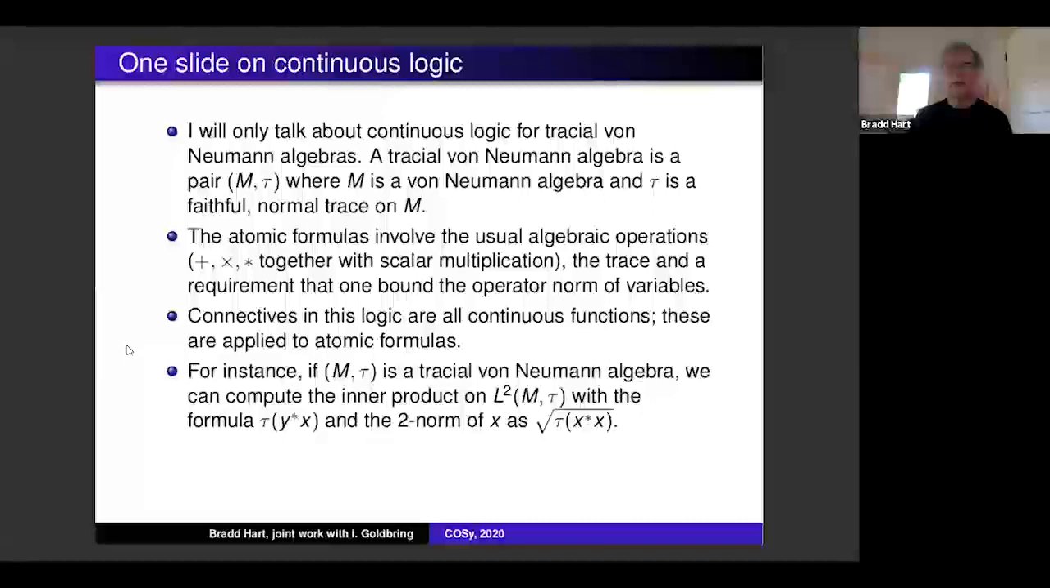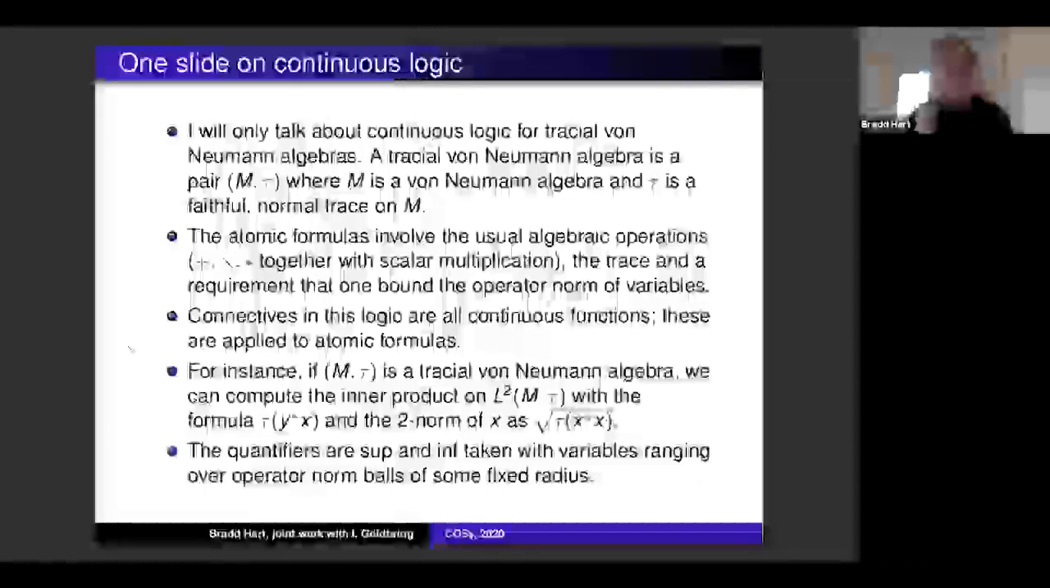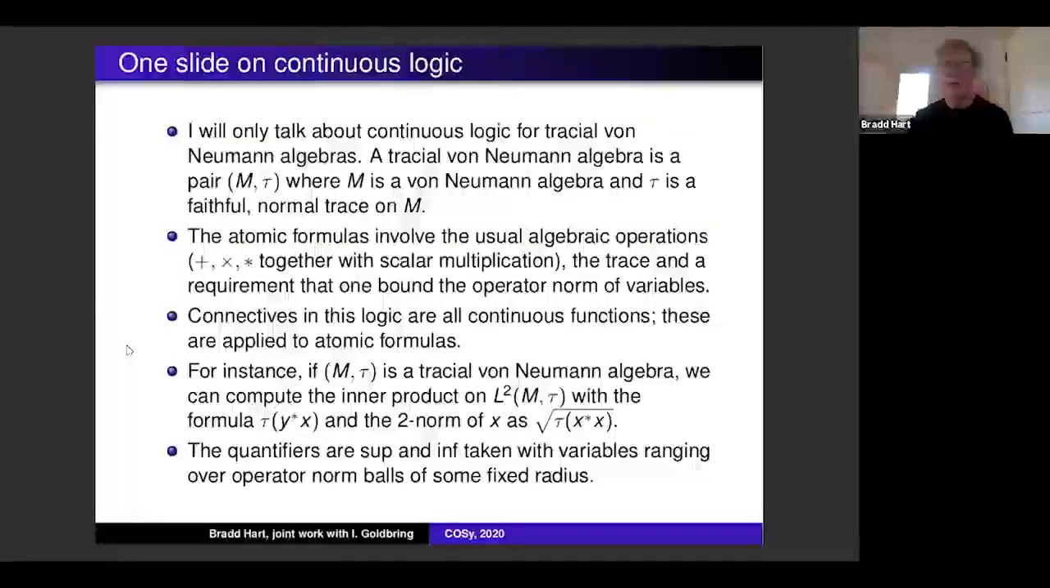The last thing, if we're paralleling classical logic, is quantifiers, and the quantifiers in this case are supremum and infimum, so sup and inf. I demand, though, that when I take the sups and infs, I range over variables where the operator norm of the variables is bounded. Okay, so this is critical, and let me say why this is critical right now.